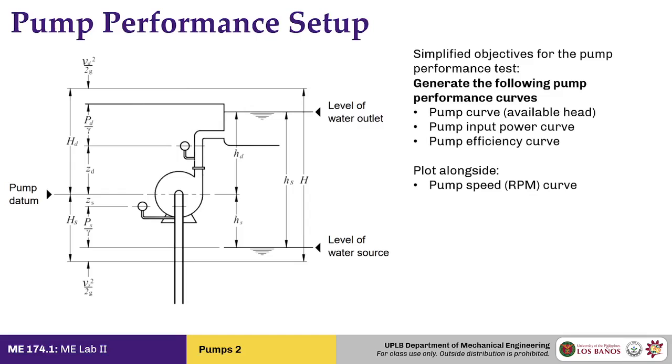So in the experiment, we'll be generating three curves in particular: the pump curve, which is the available head curve, the power curve, and the efficiency curve. And we'll be plotting that alongside the pump speed, since the pump set that we'll be using will probably be an engine powered pump. So now let's move towards the calculation.